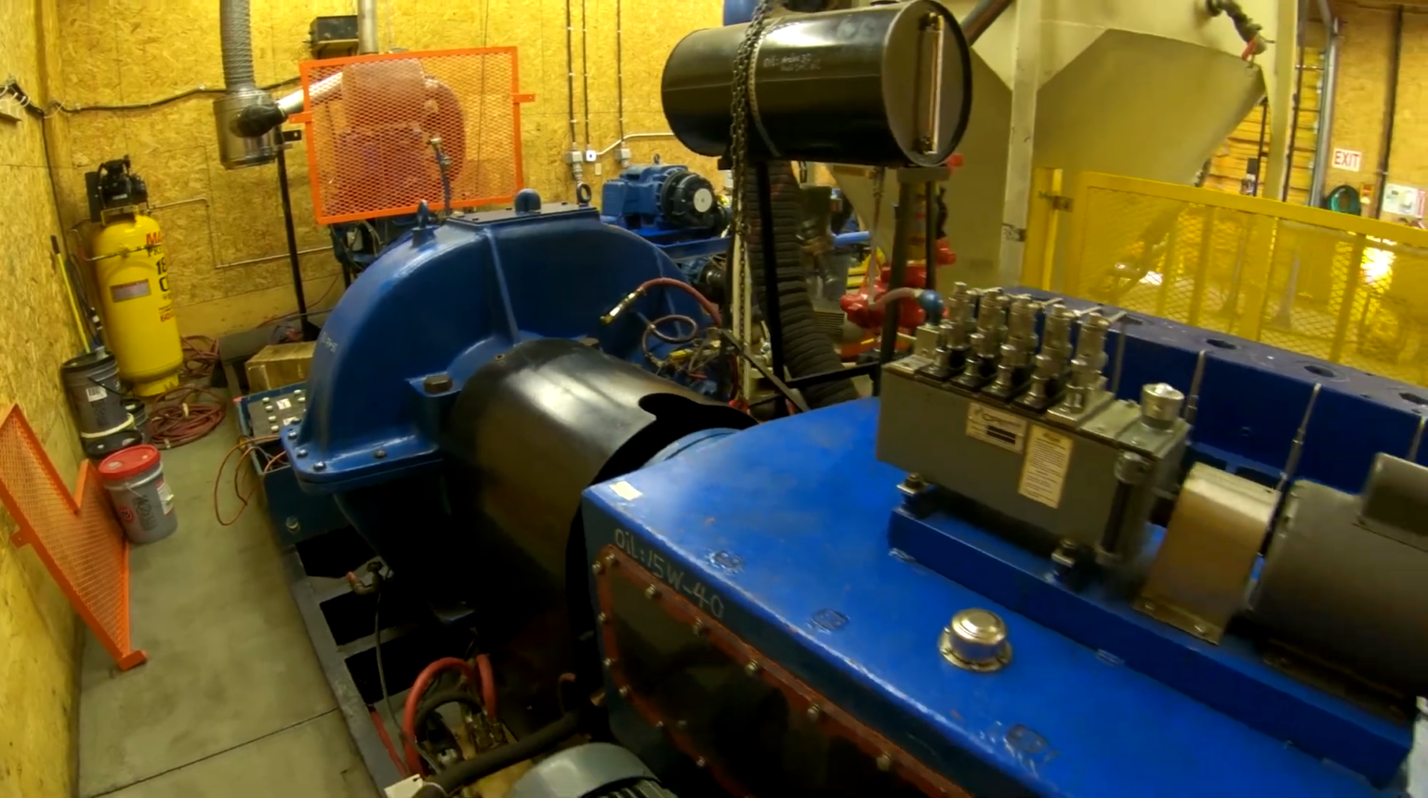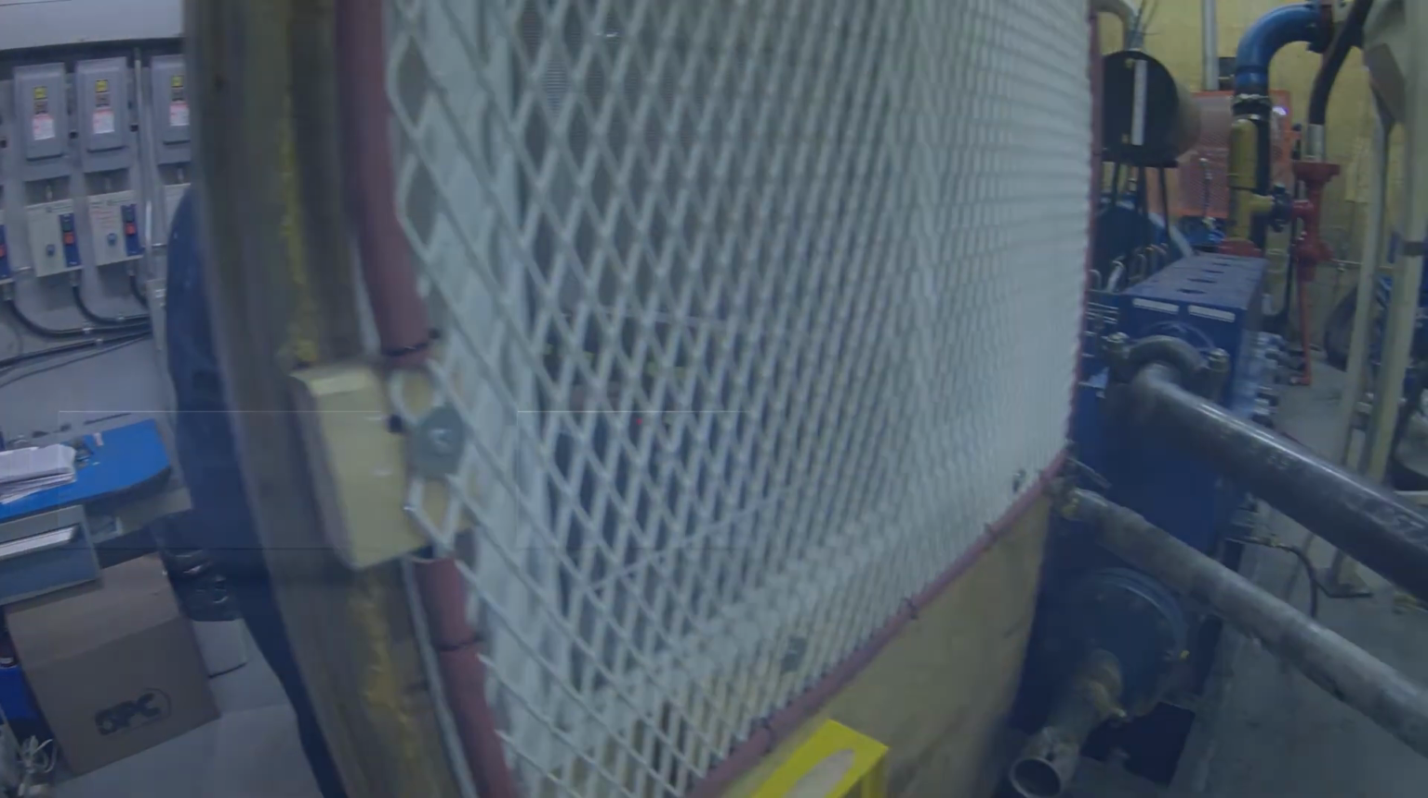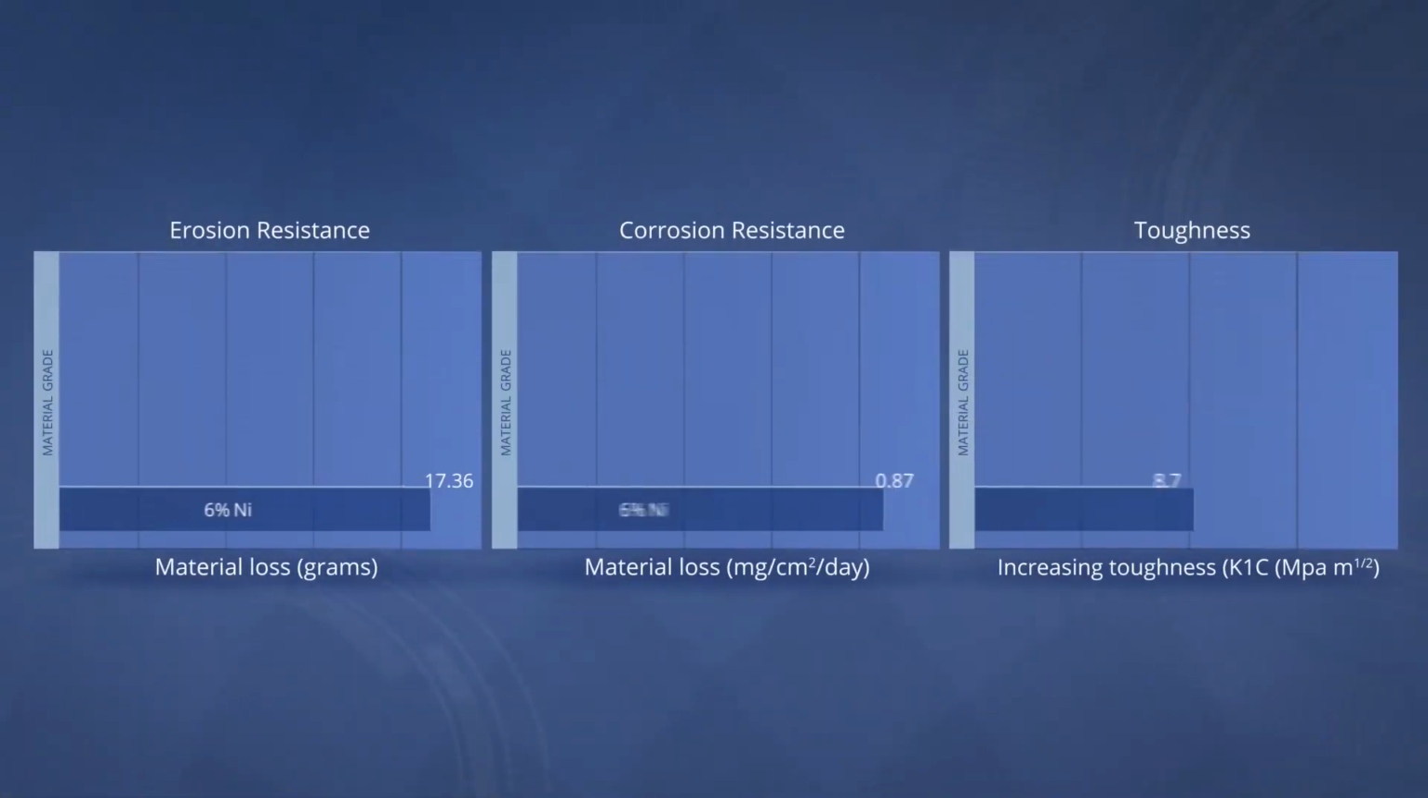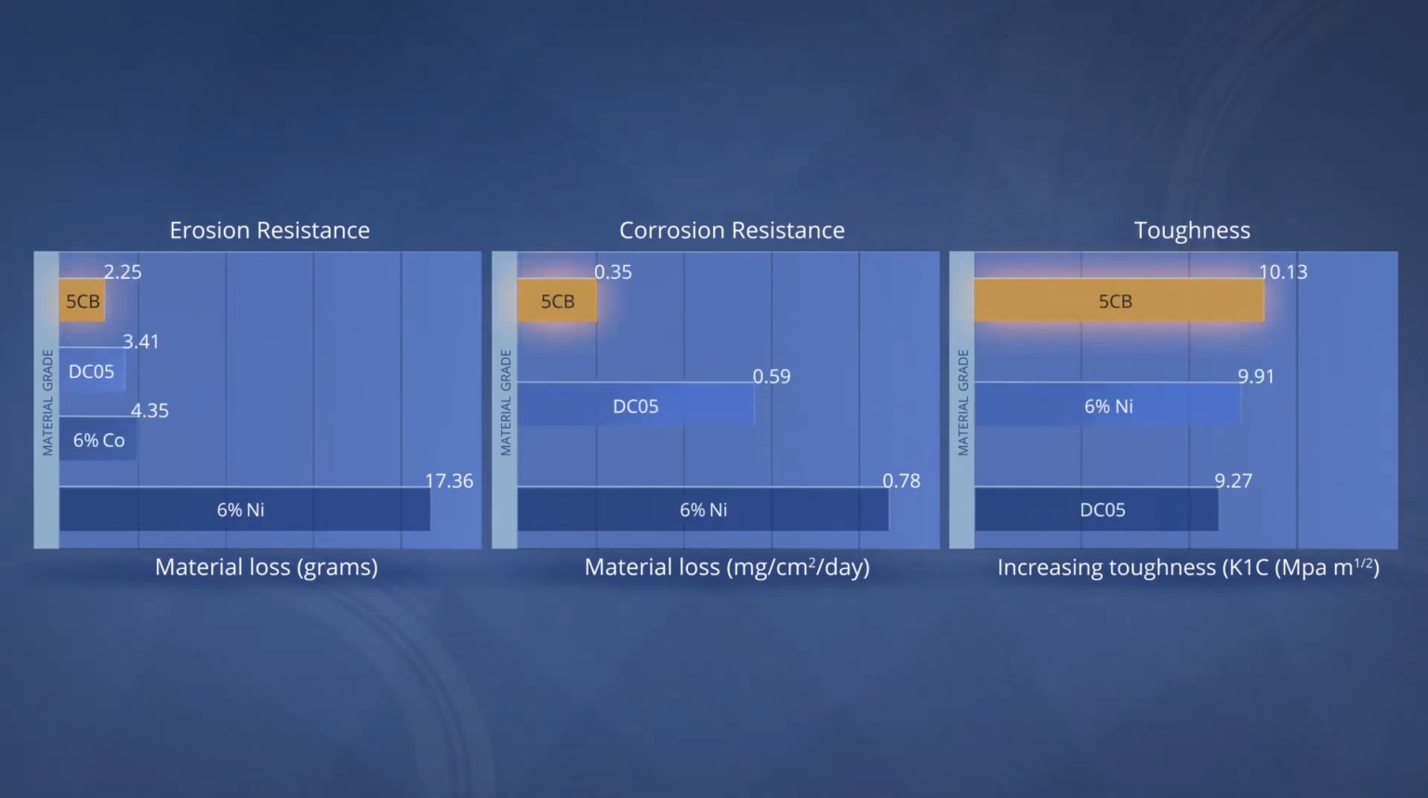In the tests conducted using the Masterflow erosion loop and several third-party labs, the trims made out of 5CB, a premium-grade tungsten carbide, demonstrated the highest erosion and corrosion resistance as well as toughness. How can better choke valves affect your company's bottom line, you may ask?